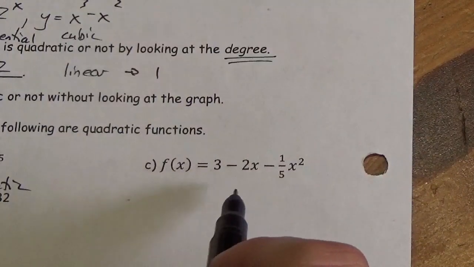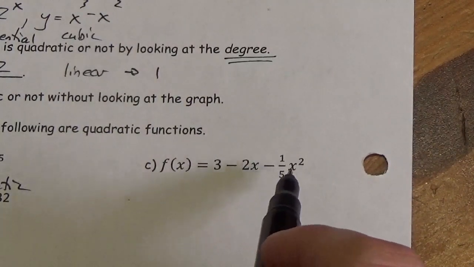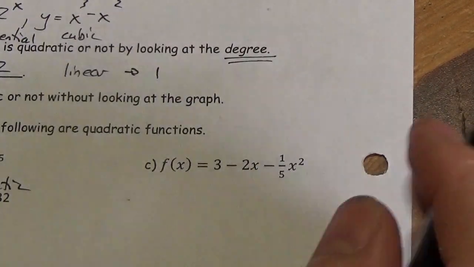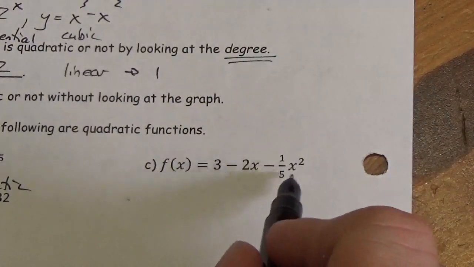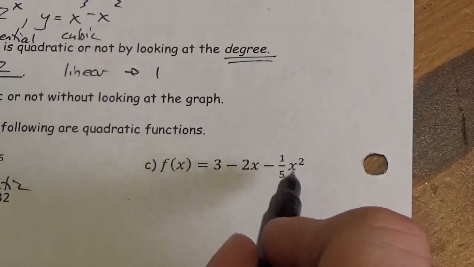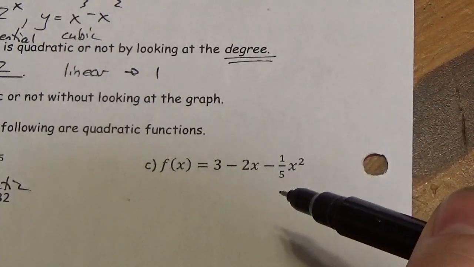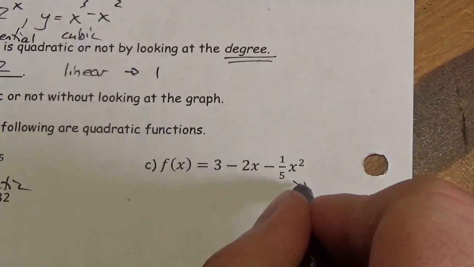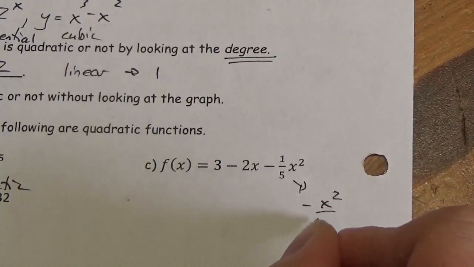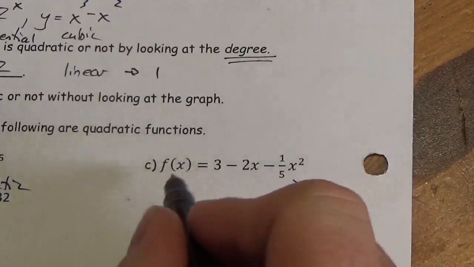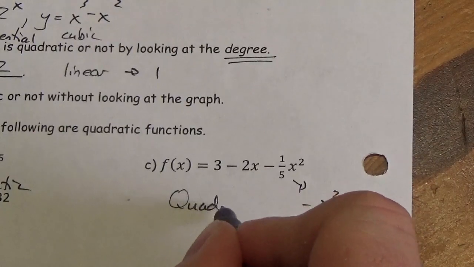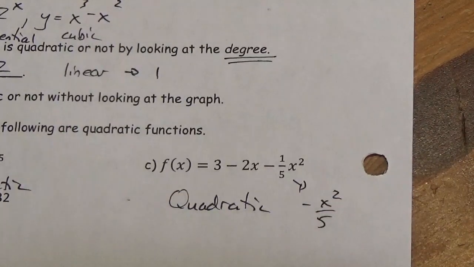Over here, 3 minus 2x minus 1/5 x squared. Sorry, 1/5. Okay, I can see what that is. The x squared here is the largest degree term, so this is going to be the dominant term. Okay, that's not in the denominator. This term right here could have been written as minus x squared over 5. So the x squared is in the numerator here, and this is definitely, as a result, quadratic.